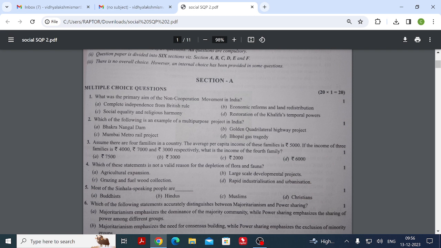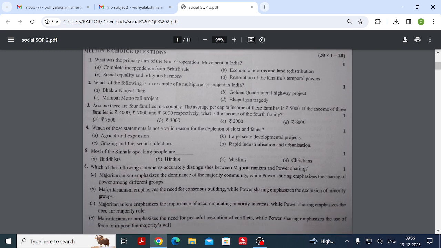Okay, but when you compare all the options, option A is going to be the correct one. Understood? So non-cooperation movement means complete independence because they have opted for Swaraj. They want Swaraj. Understood? Then the second question, which of the following is an example of a multi-purpose project in India? Bhakra Nangal, because the other three you can easily omit.